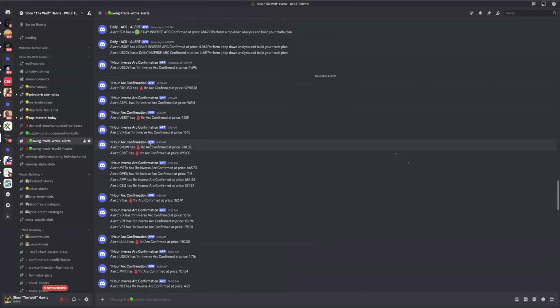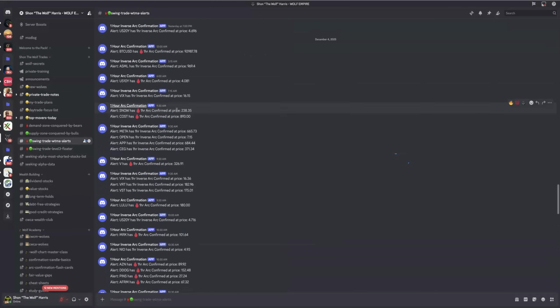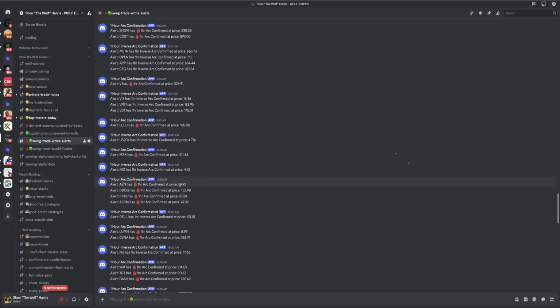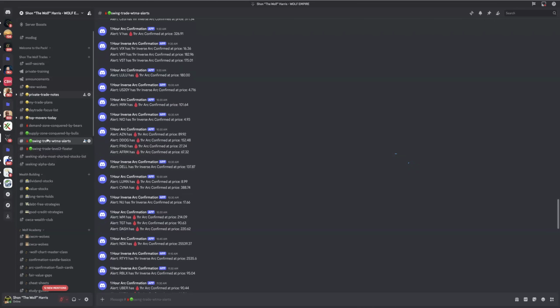Let's see, it gets to 9:30. Now look at this confluence. Snow had lost a bullish order block and it was dropping, but it also received a bearish arc confirmation at 9:30, right? You got Meta that confirmed an inverse arc, but it popped up so much. Every hour it may seem like a lot of alerts when you think about all of them at the same time, but if you understand the purpose of each, at 10:30 we got all bearish arcs, right?